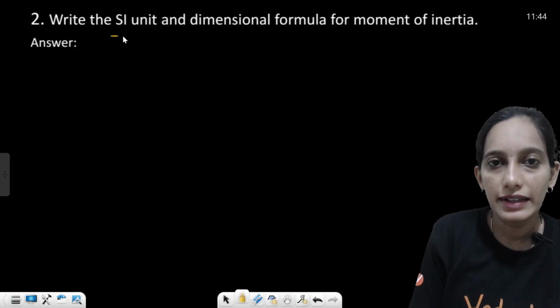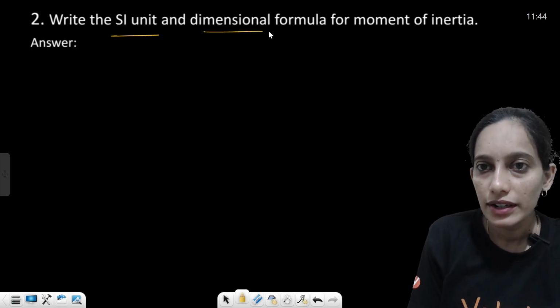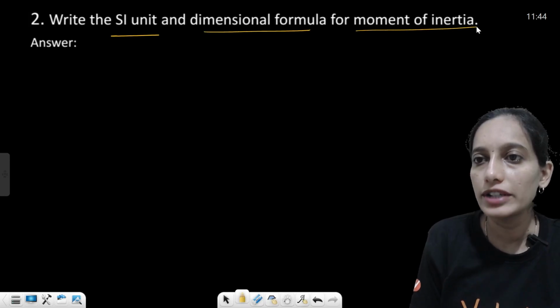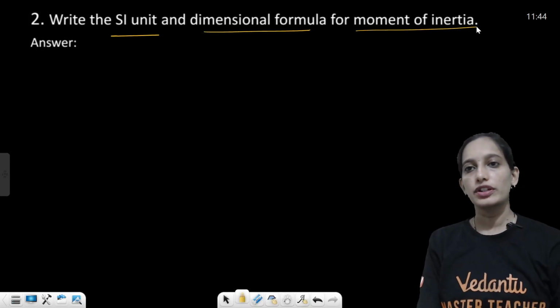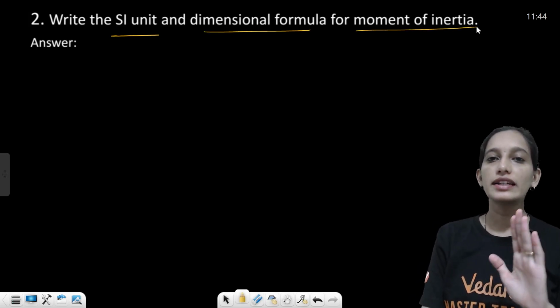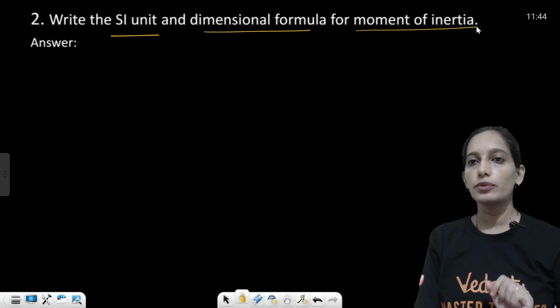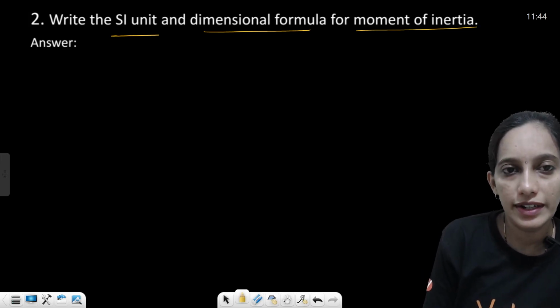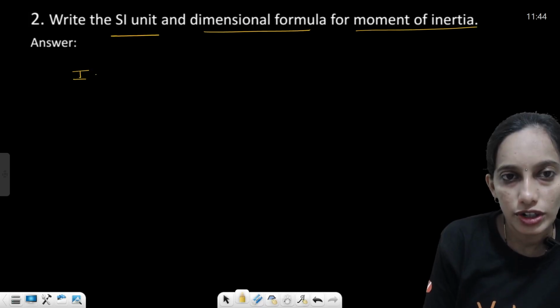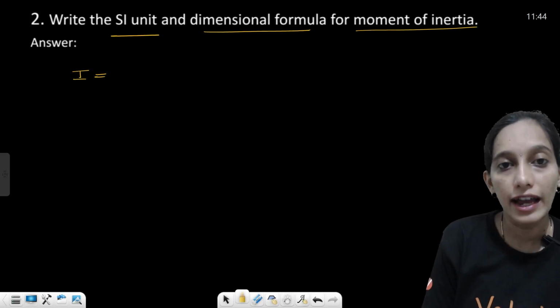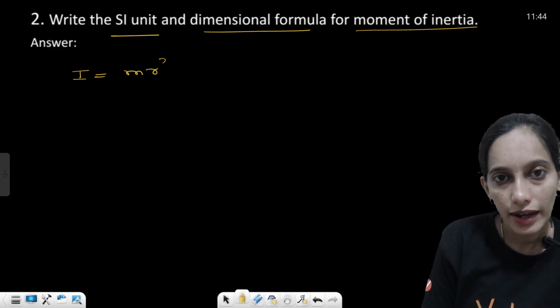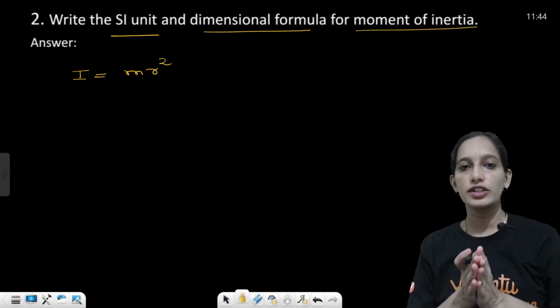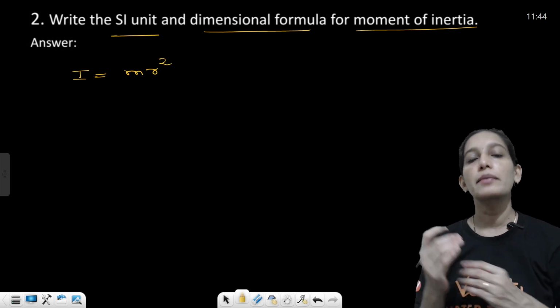Write the SI unit and dimensional formula for moment of inertia. In this question they have asked us to mention the SI unit and dimensional formula for moment of inertia. Moment of inertia, which is usually represented by the symbol I, can be given by the formula mr square. Moment of inertia I is equal to mr square.